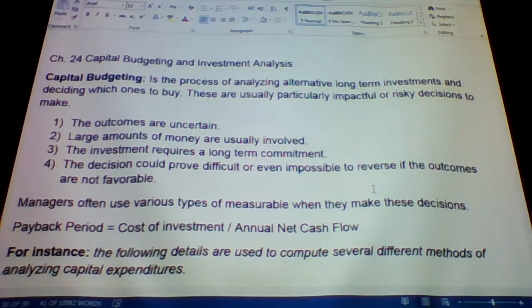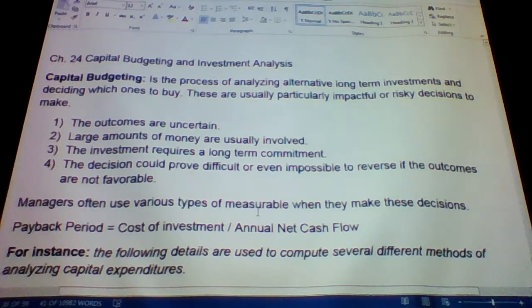So we're going to talk about capital budgeting. Capital budgeting is the process of analyzing alternative long-term investments and deciding which ones to buy. These are usually particularly impactful or risky decisions to make. Reasons being, the outcomes are uncertain. Large amounts of money are usually involved. The investment requires a long-term commitment. The decision could prove difficult or even impossible to reverse if the outcomes are not favorable.